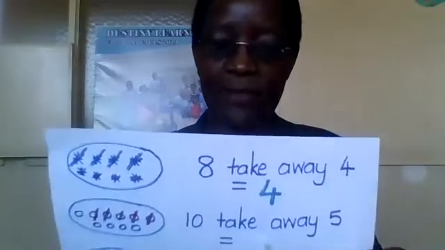5. Very good. The answer is 5. So did you cancel your 5? Yes. And you remained with how many? With 5. And then you write 10 take away 5 equals 5.